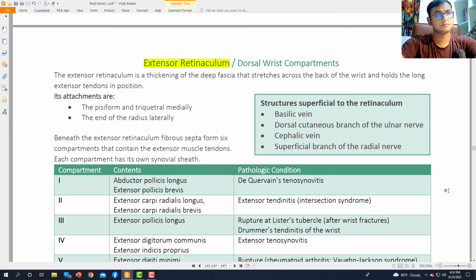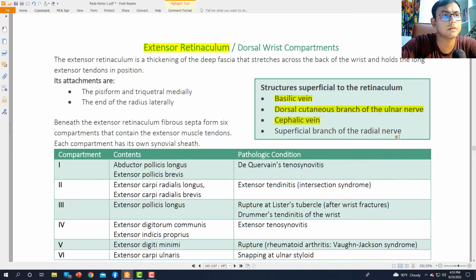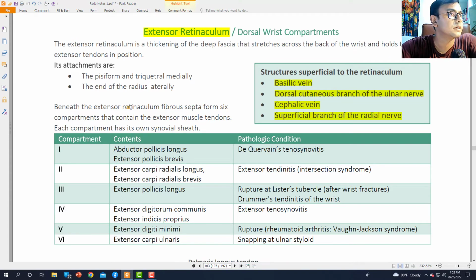The structures that lie superficially are the basilic vein and the dorsal cutaneous branch of the ulnar nerve. So the ulnar nerve goes above the extensor retinaculum. Also the cephalic vein, so two veins, basilic vein and cephalic vein, and the superficial branch of the radial nerve. So the radial nerve, ulnar nerve, and the two veins go above the extensor retinaculum. Just remember this, very important.